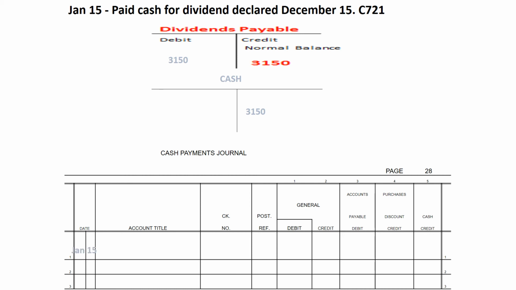The date of the transaction where we are paying cash, not the date of the transaction where we declared the dividend, is going to be January 15th. We are going to be debiting our dividends payable. We're going to be writing check 721, and we are going to write a check out for $31.50. That is how you declare dividends and pay dividends for a corporation that has multiple owners, aka stockholders.